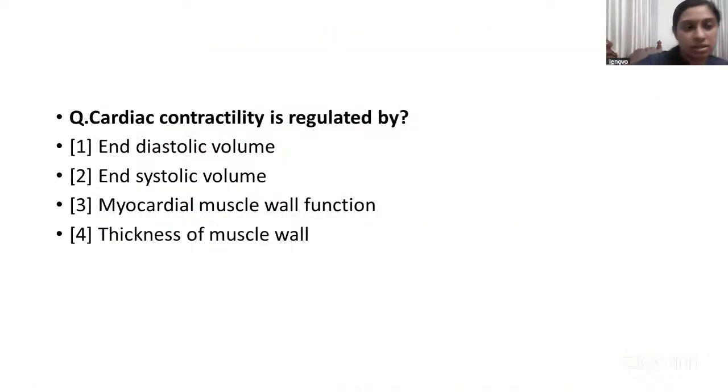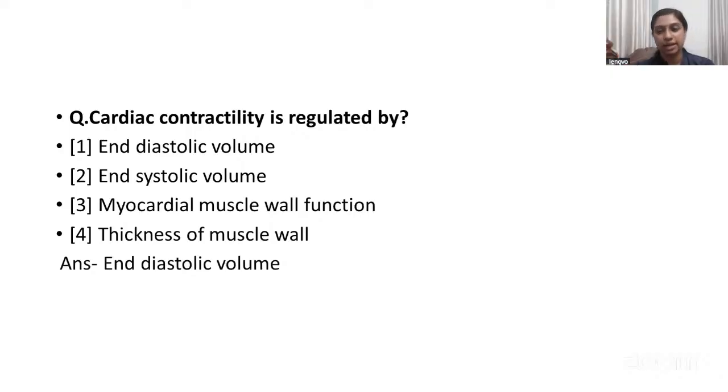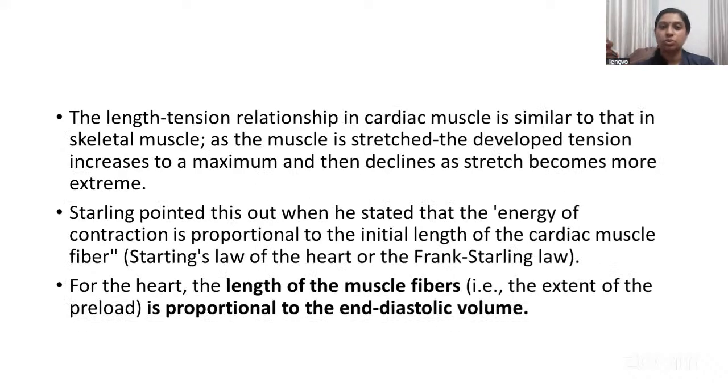Next question. Cardiac contractility is regulated by? The options are end diastolic volume, end systolic volume, myocardial muscle wall function, thickness of muscle wall. So the answer here is end diastolic volume. This I have explained many times. So basically this is the Frank-Starling law.